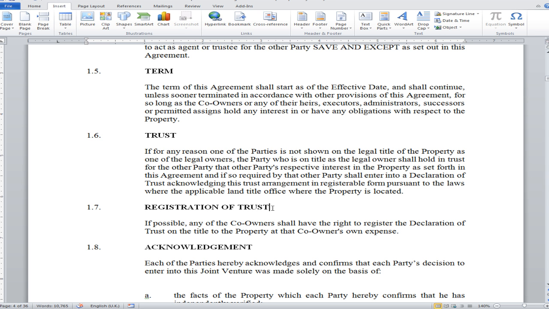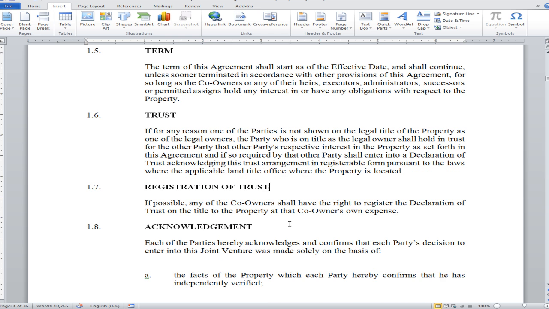That's the ideal scenario. So in this particular case, if possible, any of the co-owners shall have the right to register the declaration of trust on the title to the property at the co-owner's expense. So I can go and register this in trust, and I have done that in a number of my properties. Depending on the province that you're in, the cost is very nominal, and it's worthwhile doing. Sometimes I do it right away.